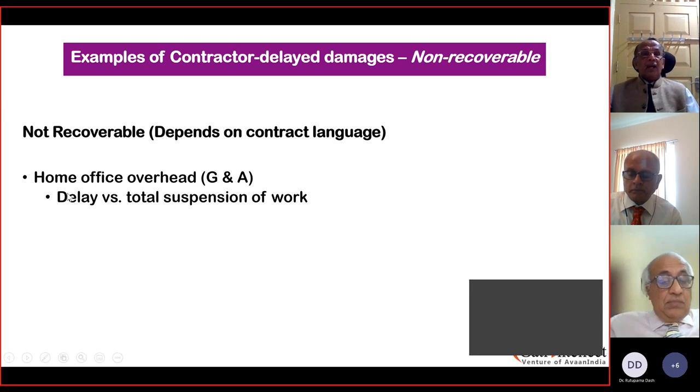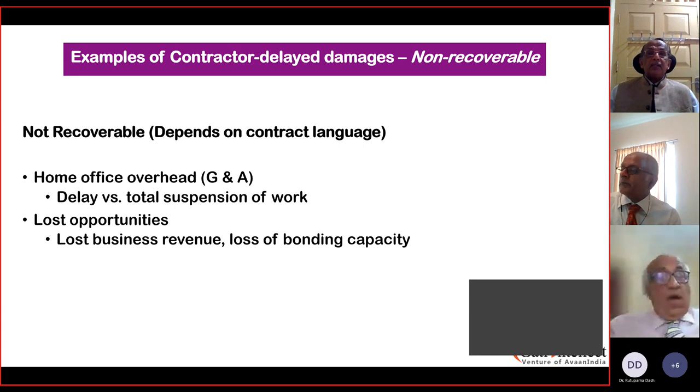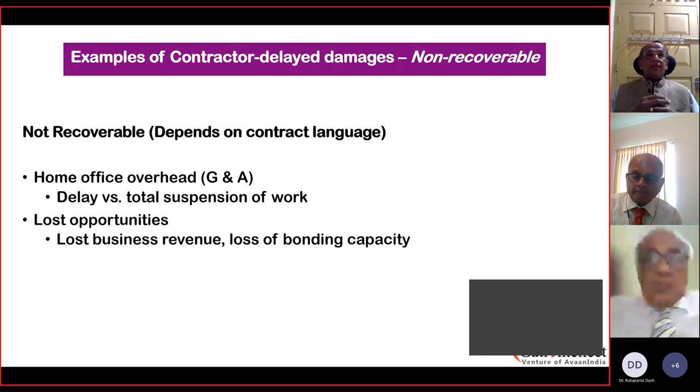Right, then, home office overheads, delay versus total suspension of work. See, total suspension of work is something which is not imaginable. It can happen due to circumstances beyond the control. Some of it is already included in the force majeure, like a tsunami, tempest, or an epidemic or any such things. These are all included in the force majeure as well. Lost opportunities, lost business revenue, lost bonding capacity, these are all things which can happen, and can delay the contract as such.